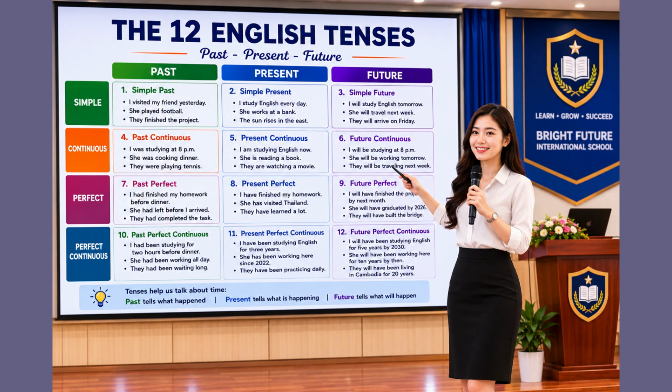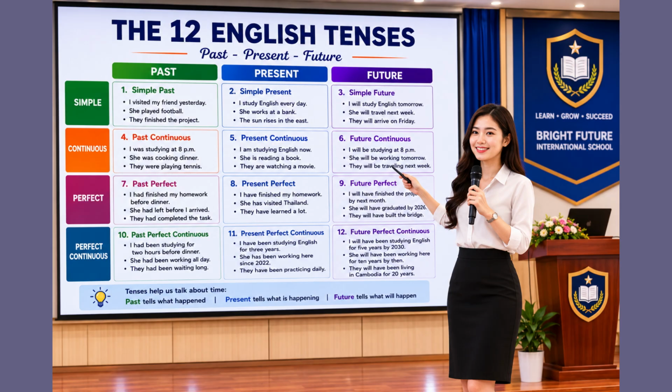Suppose you have just completed an assignment. You can say, I have finished my work. The action happened in the past, but the result is important now. In conversations, people often use this tense to discuss experiences. For example, have you ever visited Angkor Wat? Yes, I have visited it twice. This tense is extremely common when discussing life experiences.